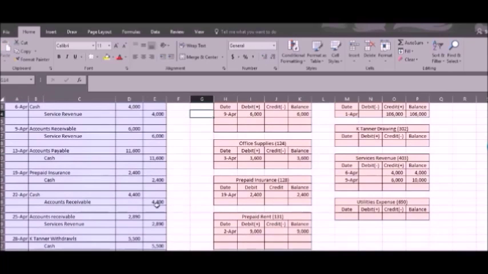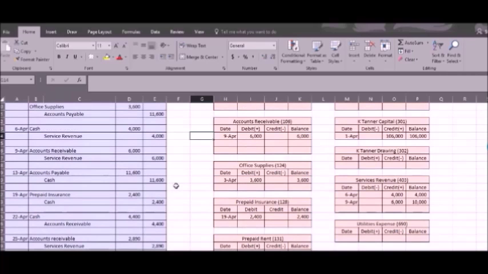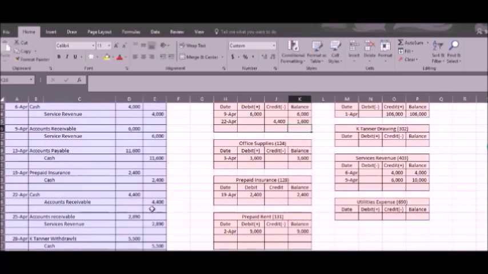On the 22nd, we also have to post to accounts receivable because they're paying part of this. So 4/22, they paid us $4,400. Now I'm going to build my formula. I take my balance, and this is a debit balance account, so I add debits and subtract credits. They still owe us $1,600, but we've posted that transaction on the 22nd of April.